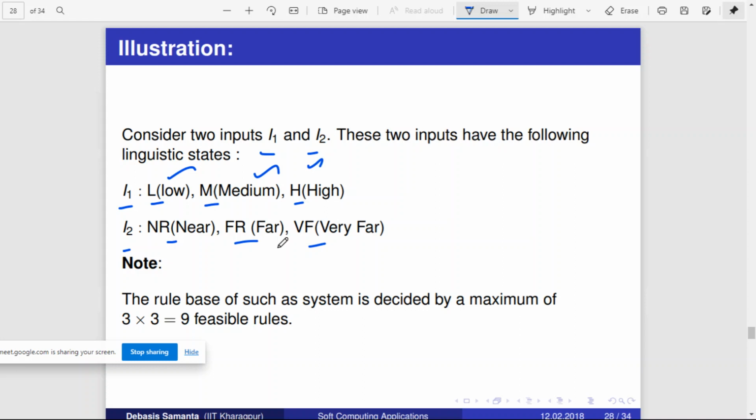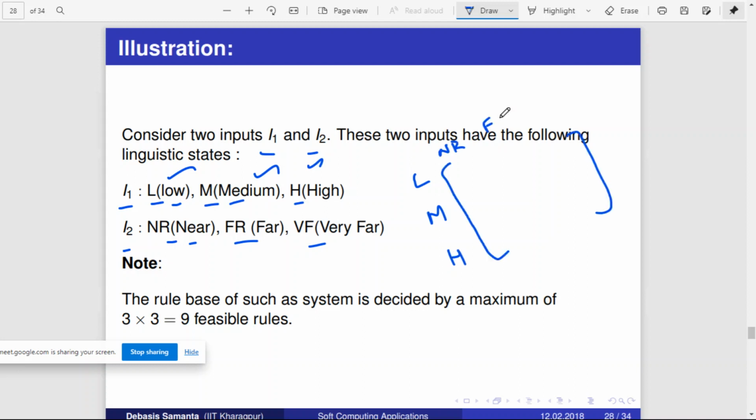Now, how many combinations of these inputs are possible? I mean, yes, 9 combinations. If I1 is low, then I2 can be either near, far or very far. If I1 is medium, then I2 can be either near, far or very far. If I1 is high, then I2 can be either near, far or very far. So like that, there are 9 combinations possible. This can again be represented through a matrix. So this is low, medium and high, and it can take either near, far or very far.